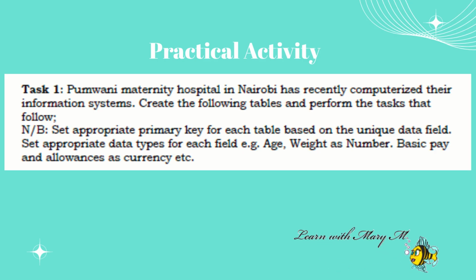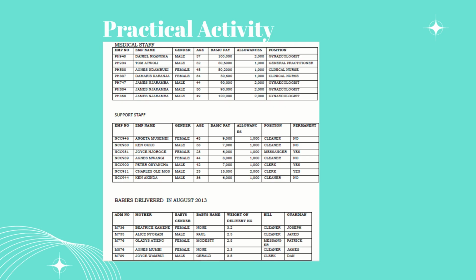Pumwani Maternity Hospital in Nairobi has recently computerized its information system. Create the following tables and perform the tasks that follow. Note: set an appropriate primary key for each table based on the unique data field. Set an appropriate data type for each field, for example, age and weight as a number, basic pay and allowances as currency. So the following are the tables we need to create: the medical staff table, the support staff table, and babies delivered in August 2013. Here we go.